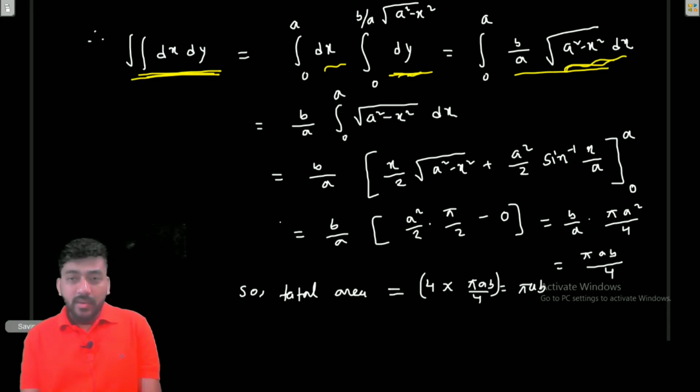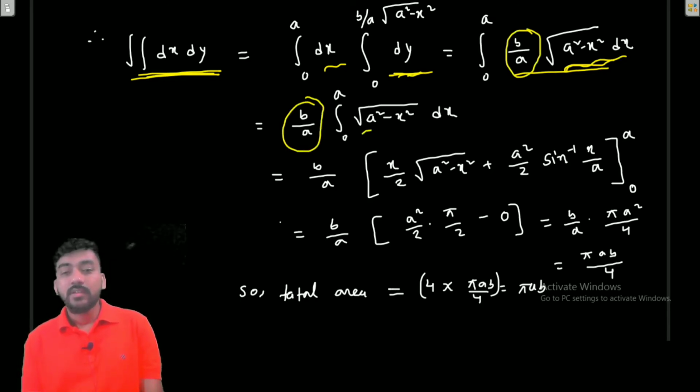This b by a is a constant, so it can be taken outside the integration. Now the integration of root a square minus x square dx is just a formula-based integration, a direct formula you know from your previous class, your 10+2 level. So it will be x by 2 root a square minus x square plus a square by 2 sin inverse x by a, and you have to put the limits from 0 to a.